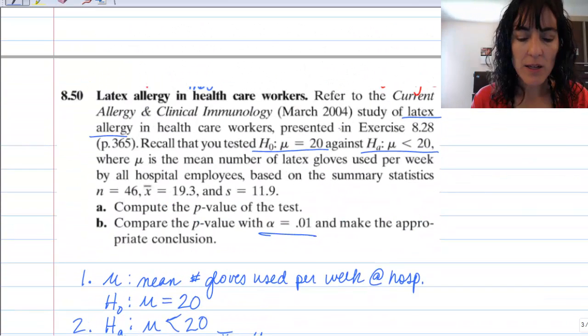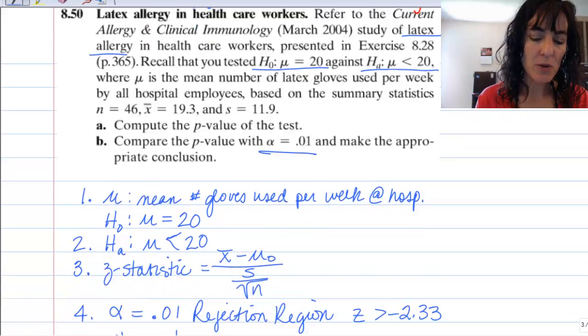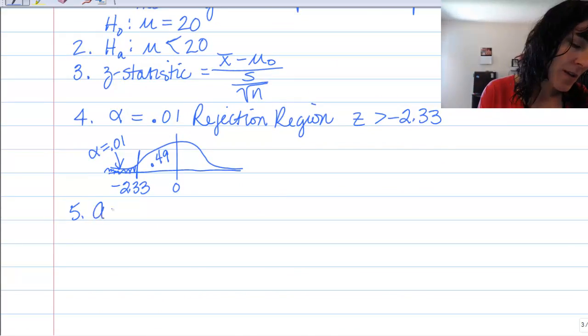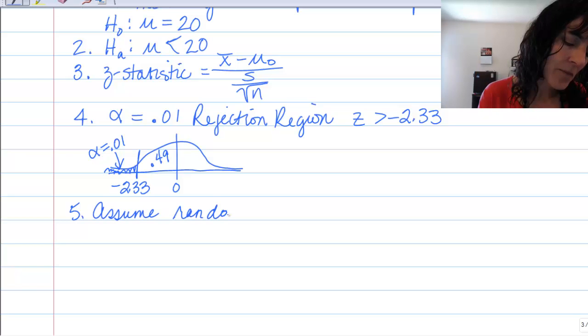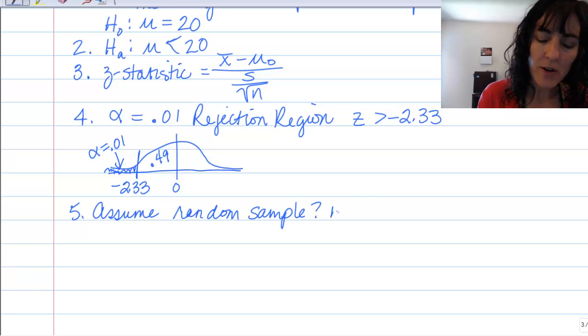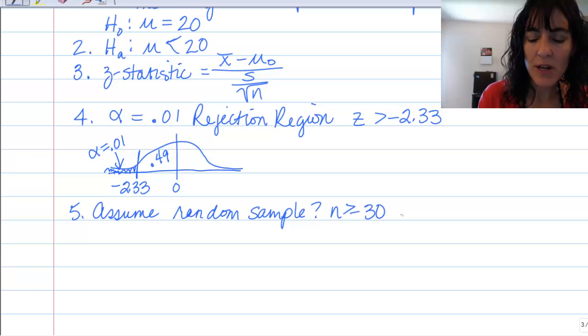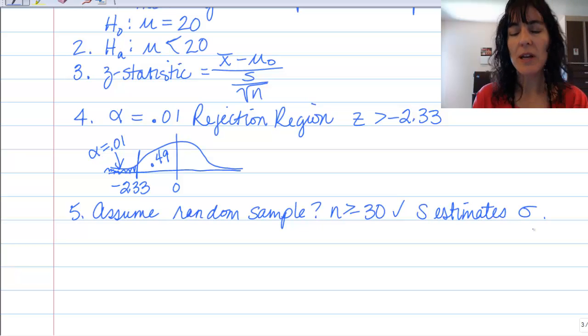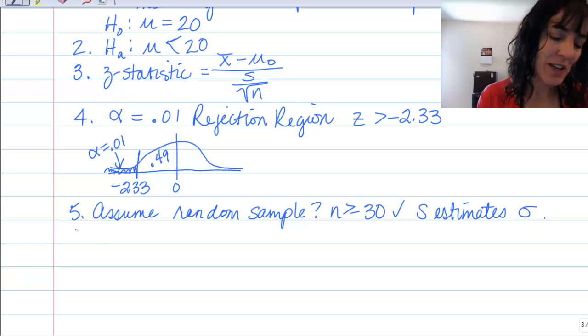Let's look back. Did it say anything about random, the mean number based on the summary statistics? Doesn't say it was random, so we're going to have to assume it's a random sample. We don't know, and then our n is greater than or equal to 30. That we did know, and then S estimates sigma, and it does say to use the S as given above.